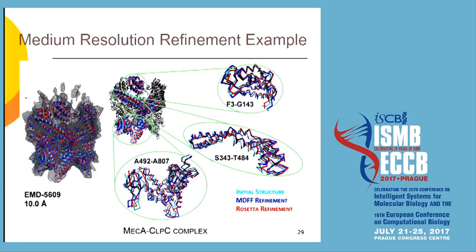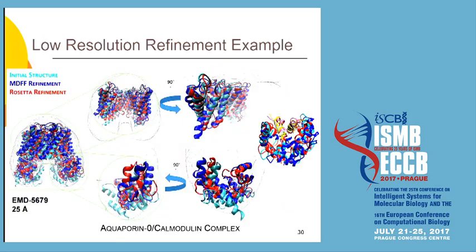This is a 10 angstrom structure. At 10 angstrom, we start to see some significant changes at the loop regions, or maybe in the alpha helical regions like these. So we see that the secondary structure starts to shift at 10 angstrom.